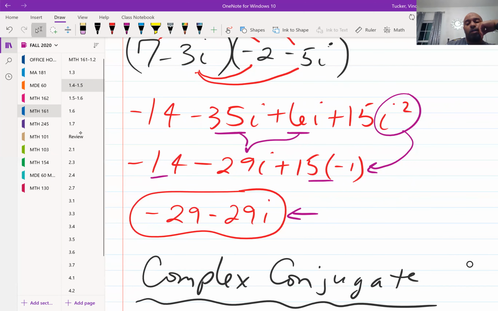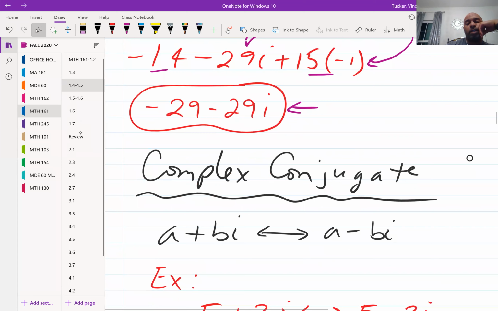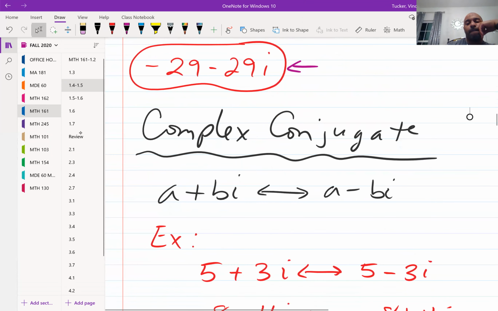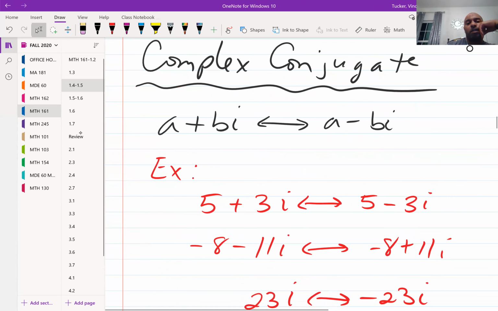All right. Next one, your complex conjugate. So a plus bi and a minus bi are complex conjugates. The only difference is you have a plus versus a minus, or vice versa, attached to your imaginary part. So you switch your signs for your imaginary part. Your real part stays the same.